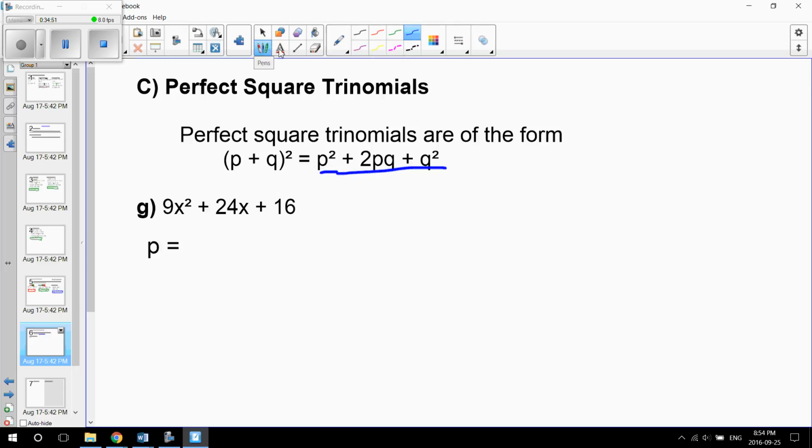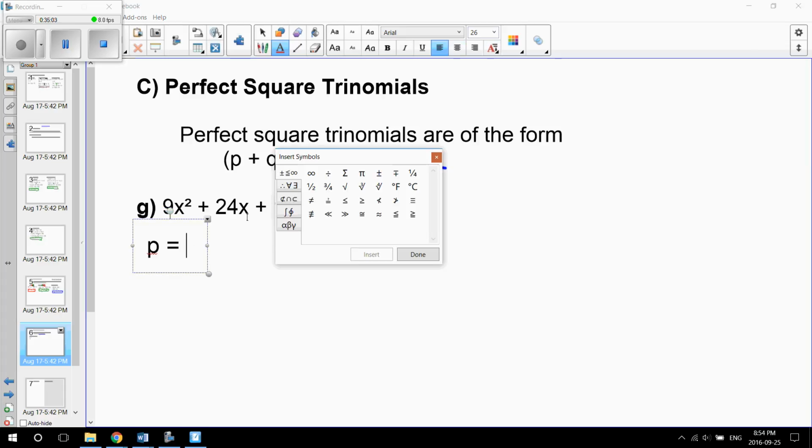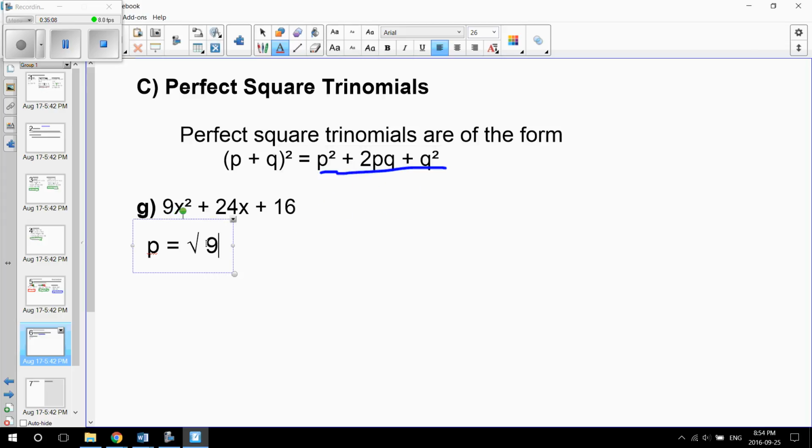So to get our p-value, what we need to do is take our first term, which is 9x squared. So we need to square root that 9x squared. And when we square root 9x squared, we get 3x. So we know our p-value is 3x.